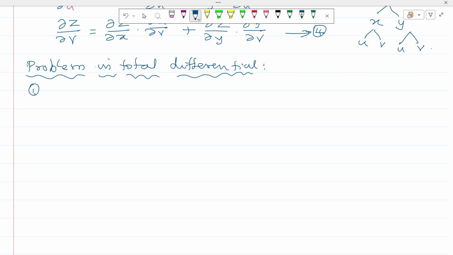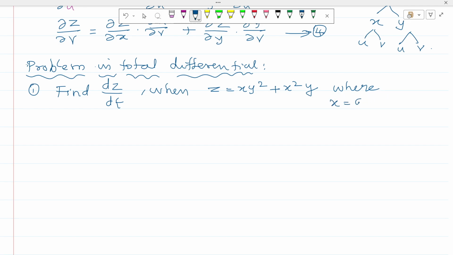Okay, so here first problem we can see: find dz by dt when z equal to xy square plus x square y, where x equal to a t square, y equal to 2at. This is the problem.